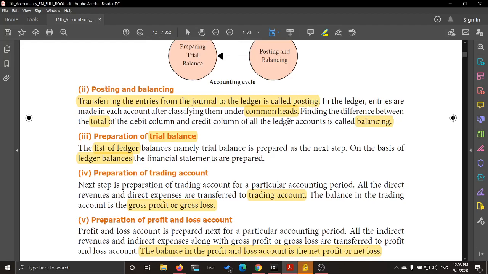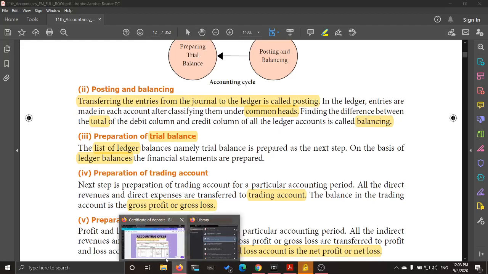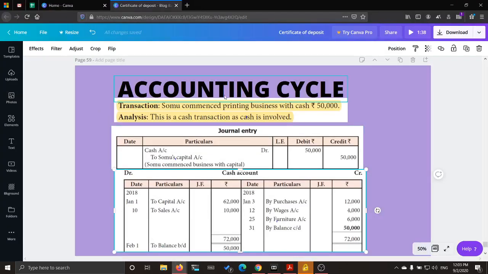Now I'll show you one small example for it. Here this is a transaction: Somu commenced printing business with cash 50,000. இப்போ இதில் பார்த்தீங்கன்னா சோமு அப்படிங்கிறவங்க வந்து he started a business. என்ன businessனா printing business. So எவ்வளோ cash involved வந்து 50,000. So this is a transaction. Now you are clear?